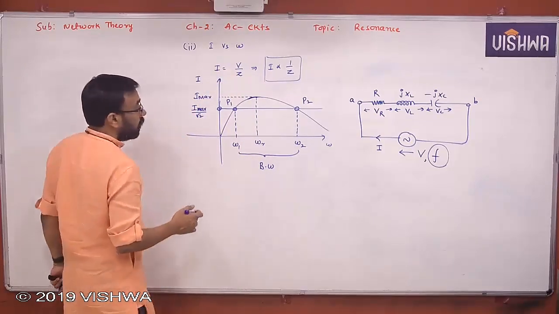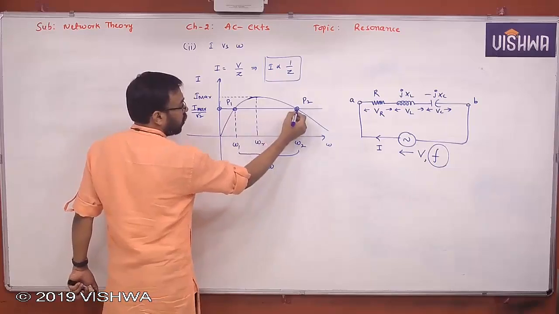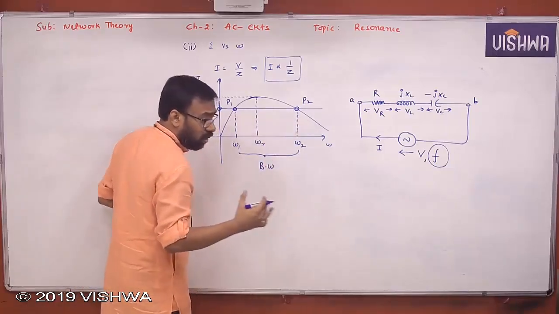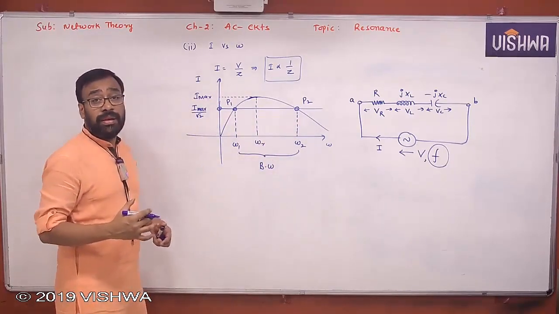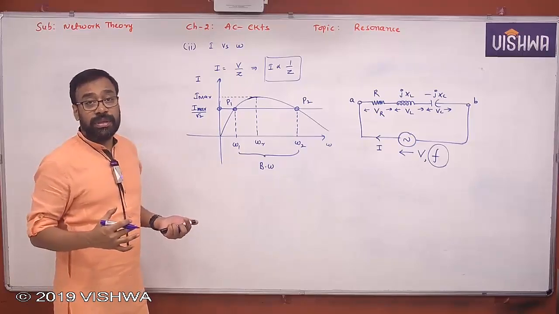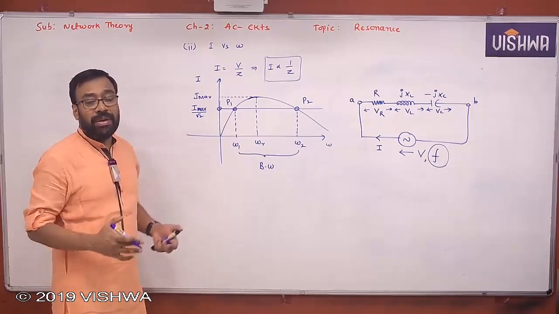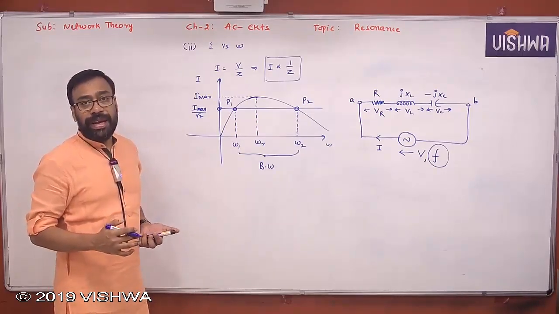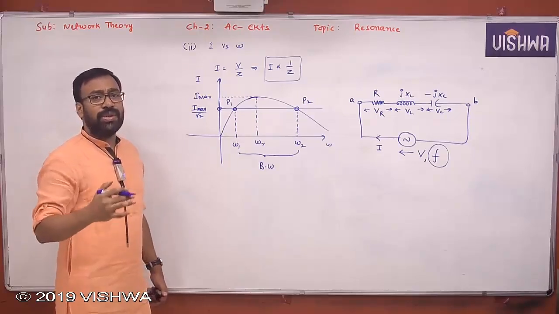Okay. Now the bandwidth, is it supposed to be a higher value or a lower value? Yes, tell me, all of you. Is the bandwidth supposed to be a higher value or a lower value? It should be as high as possible or as low as possible.